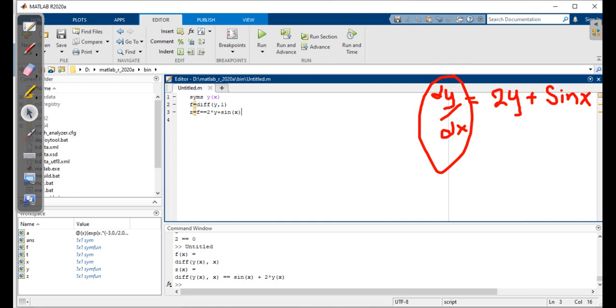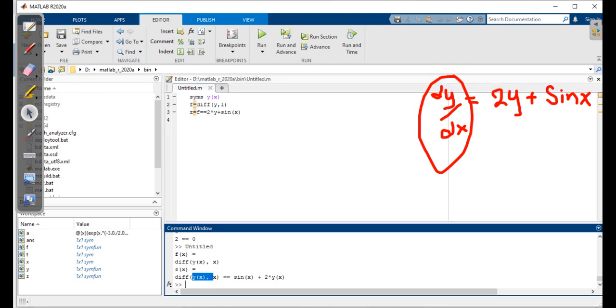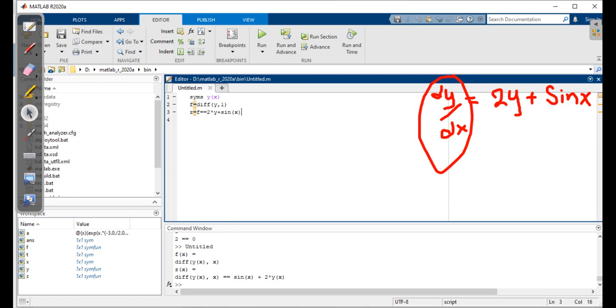You can see that we write the equation, the derivative of y with respect to x. Analyze it: diff y with respect to x, and double equal to 2 times y plus sine of x.